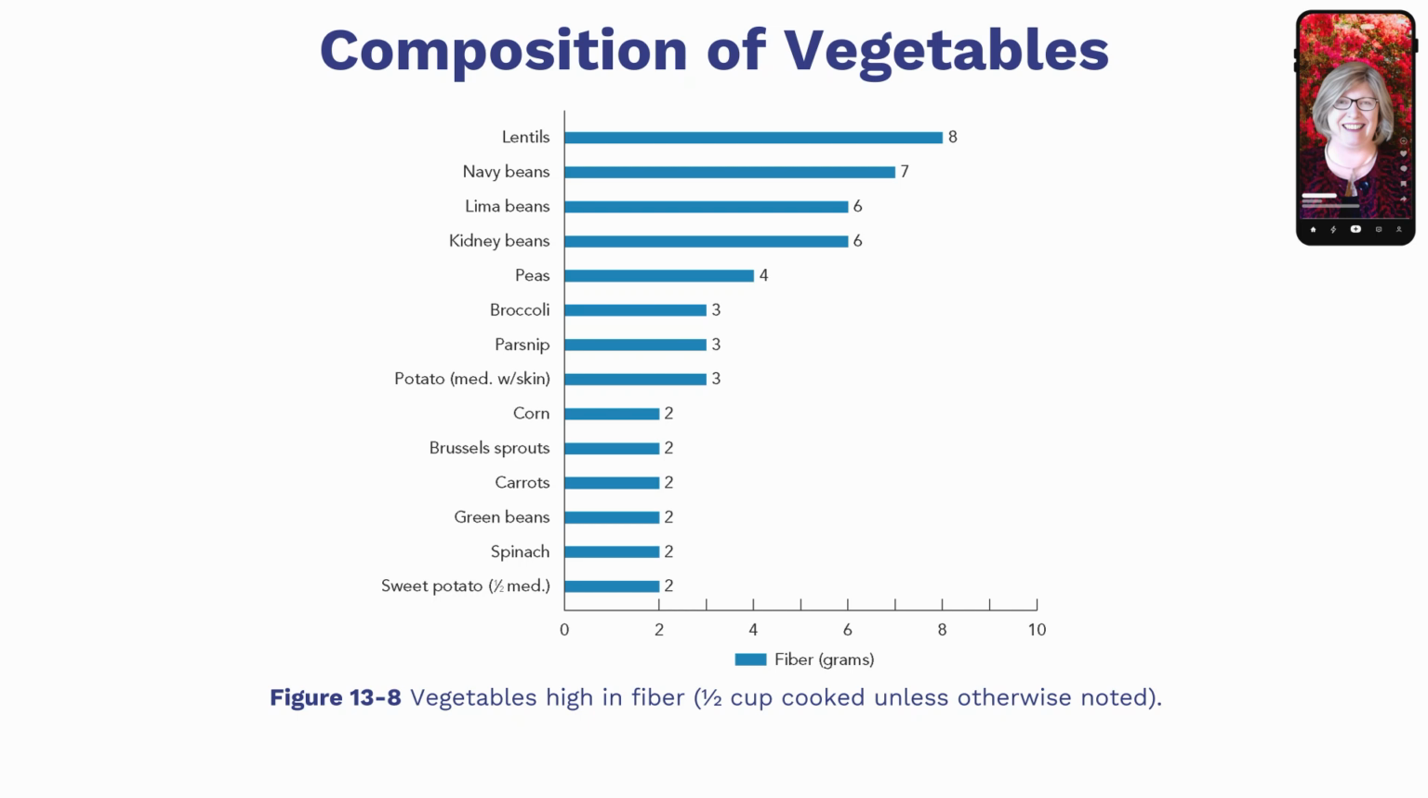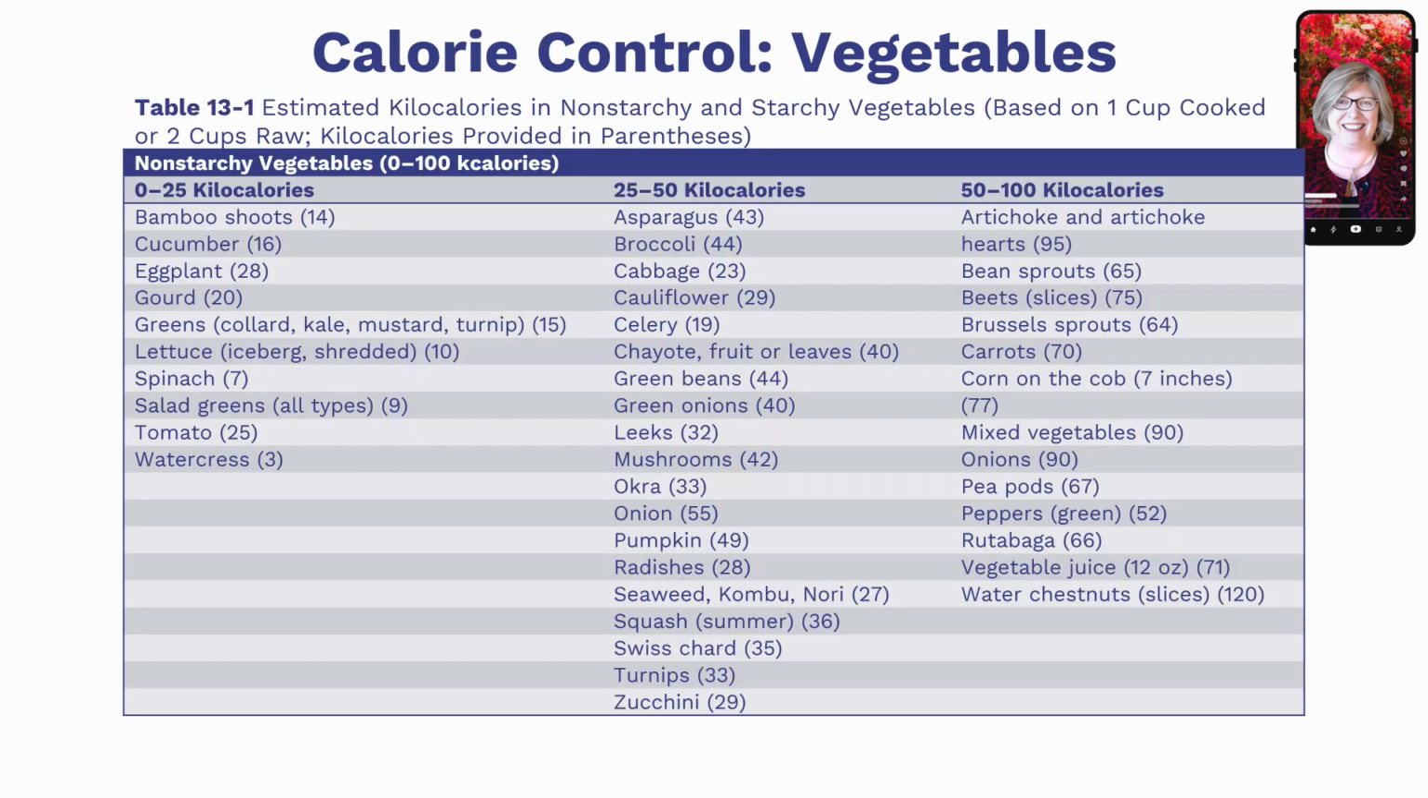This is with skin, a medium potato, corn. And then you have some of the same categories: corn, Brussels sprouts, carrots, green beans, spinach, and sweet potato, half a medium. So 2 grams might not seem like a lot, but if you have several vegetables at a meal, you can see how it would easily increase your daily fiber over what the average American eats for fiber, which is not very much.